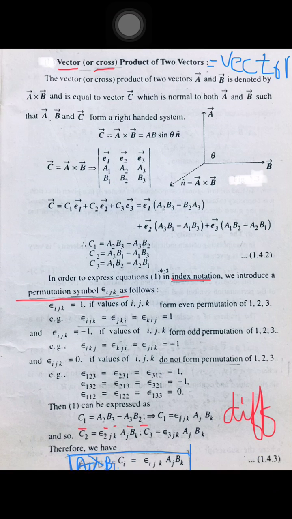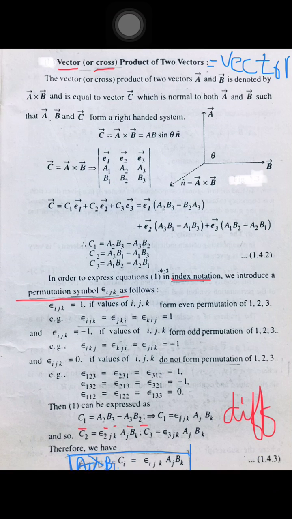Vector or cross product of two vectors. Earlier we have studied the scalar or dot product of two vectors, and we know the dot product or scalar product gives us a scalar quantity, while in the case of the vector or cross product of two vectors, the resultant is again a vector quantity.